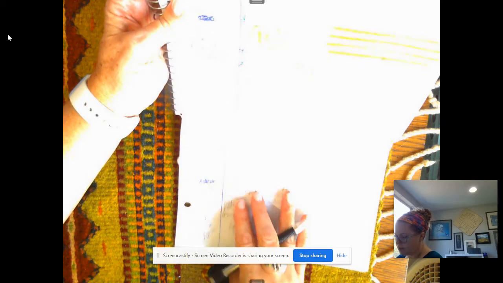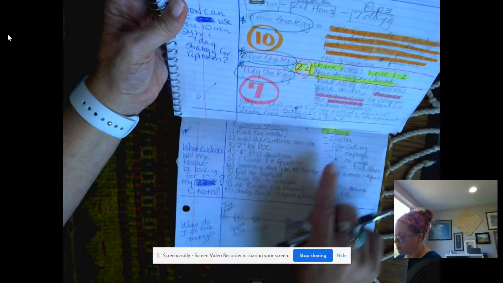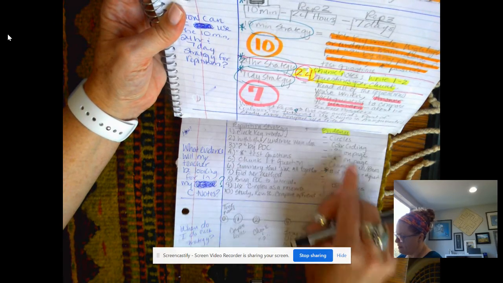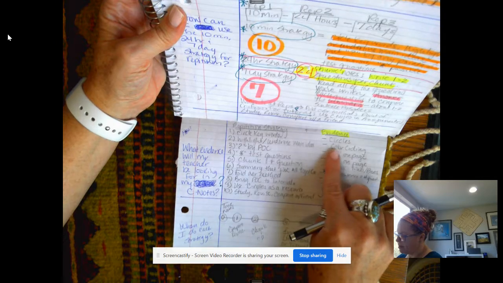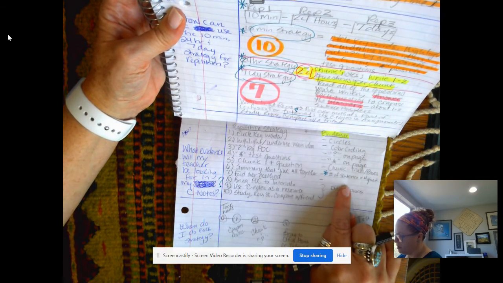What evidence will my teacher be looking for in my notes? So to get a good grade on my Cornell notes, I need to have some evidence. I need to have some color codings and circles. Okay, I can write this.